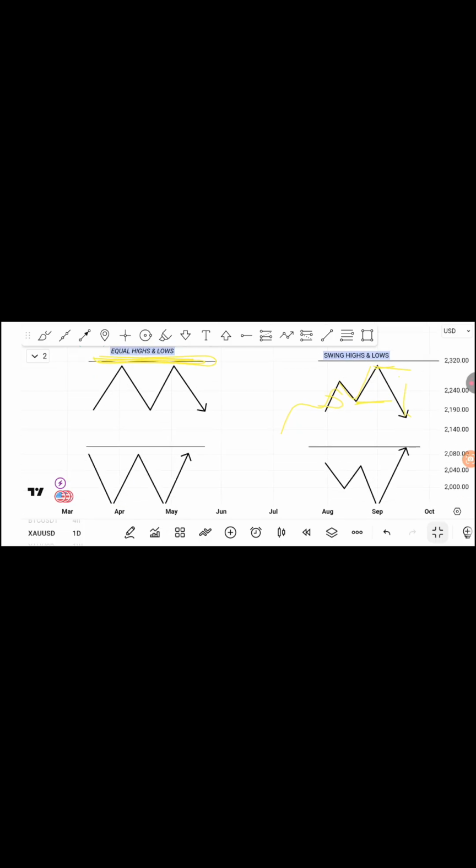So before I post any further video on my strategy, which is the Asian sweep model plus SMC concept, you have to understand liquidity, the concept of liquidity and how to spot liquidity zones and all these things. You have to understand them.